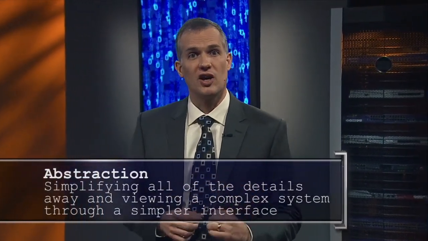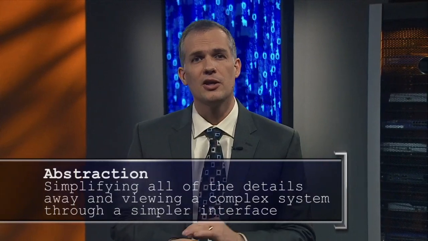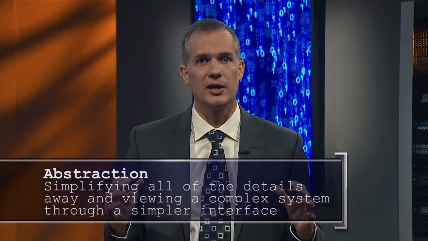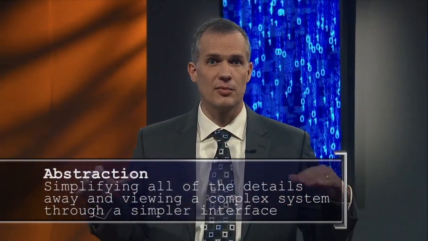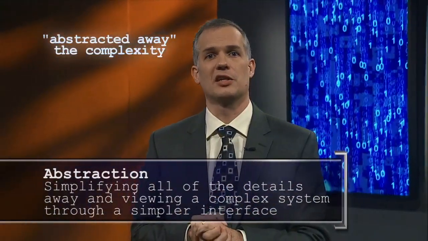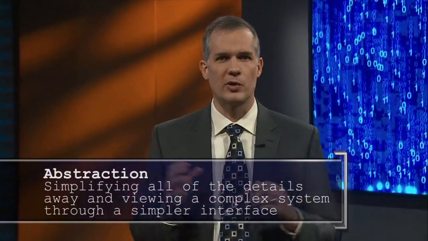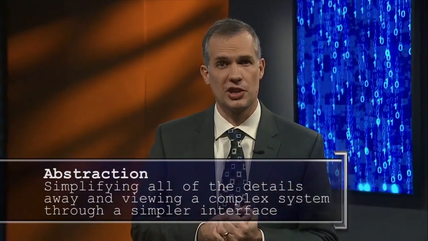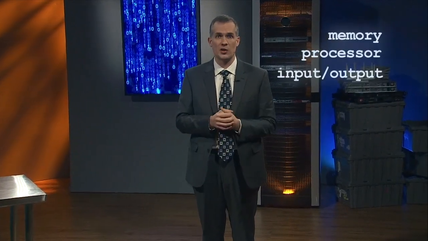Now, when we talk about abstraction, here's what we mean. We simplify all the details away, and we view a complex system through a simpler interface. We say that we've abstracted away the complexity. This happens all over in programming, and in computer science in general. We've already seen abstraction when we talked early on about the three main parts of a computer: memory, processor, and input-output. The very fact that we could talk about those in such general terms is an example of abstraction.